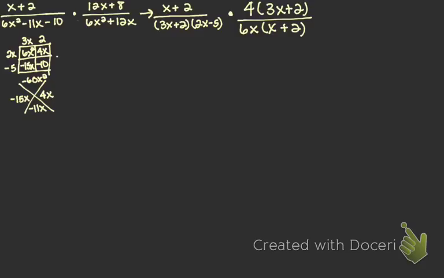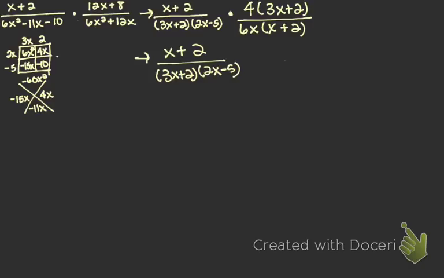Something that I like to do from here is rewrite anything else that can be further factored. So for instance, 4 can be rewritten as 2 times 2, and 6 can be rewritten as 3 times 2. So I would actually take this entire expression and rewrite it as x plus 2 over 3x plus 2 times 2x minus 5.